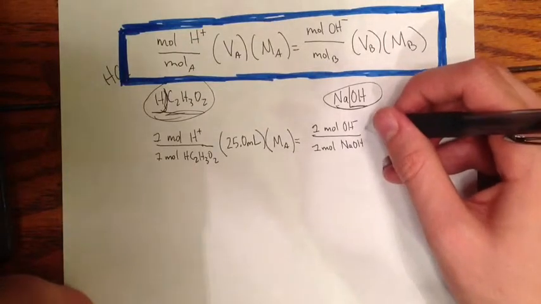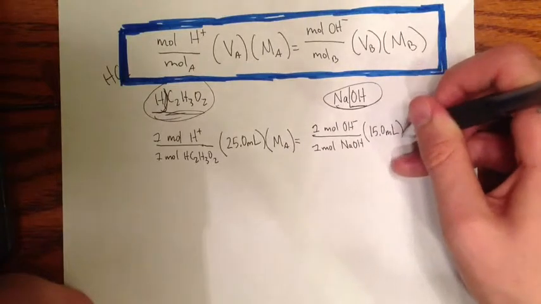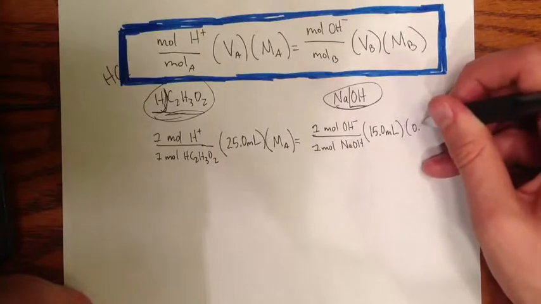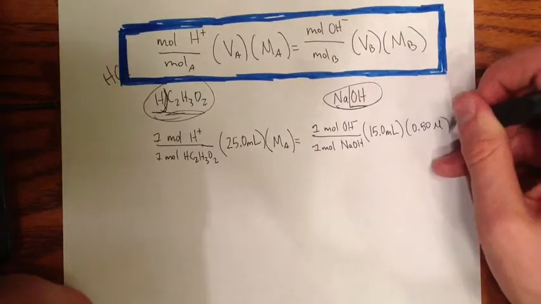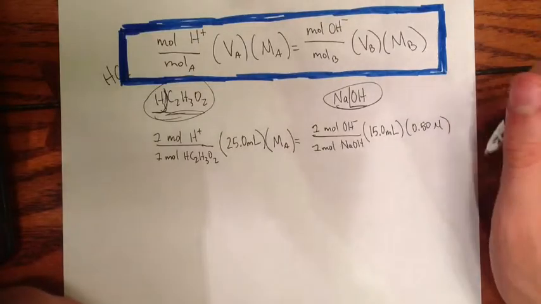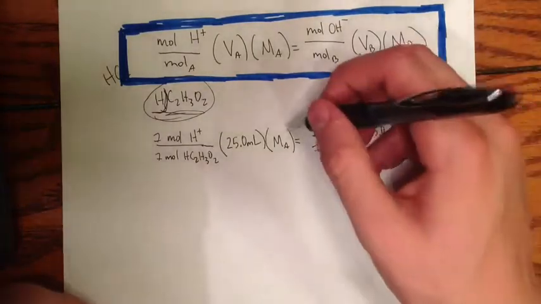Now, we're going to add in the volume of the base, 15.0 milliliters, and the molarity of the base, 0.5 molar. Now, we're going to solve for this unknown variable here.